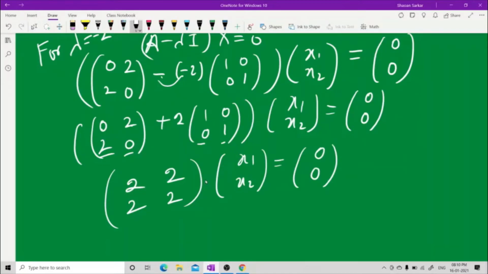So now again take the row operation, R2 is R2 minus R1. So what will you get?